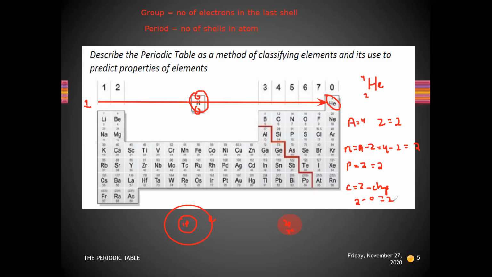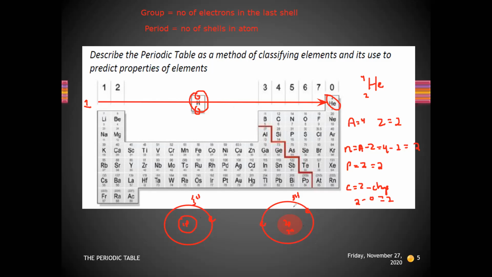So number of electrons are also 2. So when we arrange, the first shell maximum can hold 2 electrons. So you can see there are 2 electrons in the last shell. So why do we call it the first period? Because we are using only one shell, the first shell. There are 7 shells, but only the first shell is occupied. That's why it belongs to period 1.